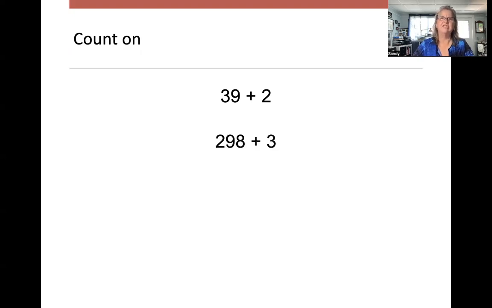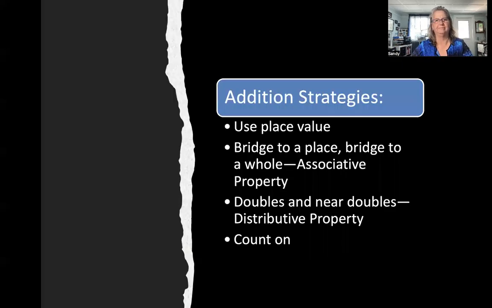See, I can count on 2 to 39 to get to 41. I can count on 3 to 298 to get to 301. Much more efficient than paper and pencil, allows me to use the mental strategy. Same idea. If I'm going to count on 1, 2, 3, I could count on 10, 20, 30. I could count on 100, 200, 300, right? I have 386. I can count on, so I have 396, 406, 416.